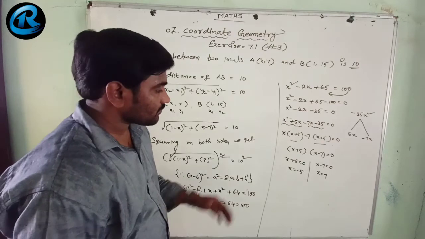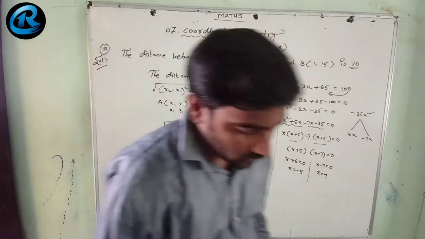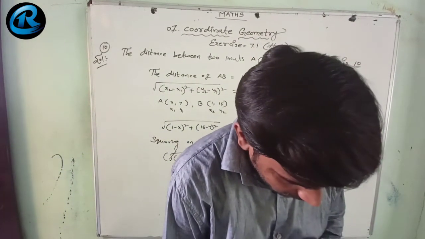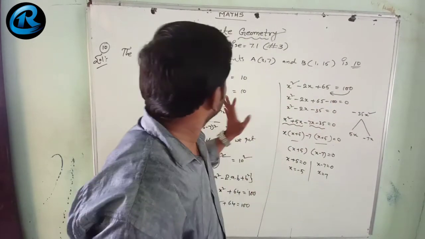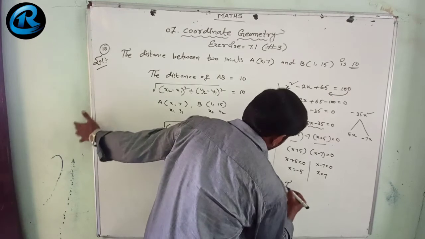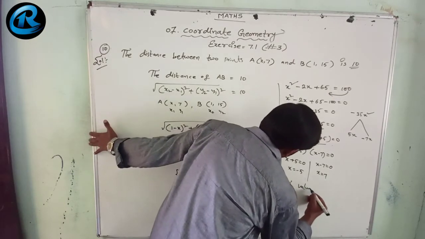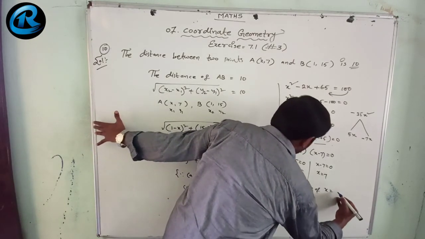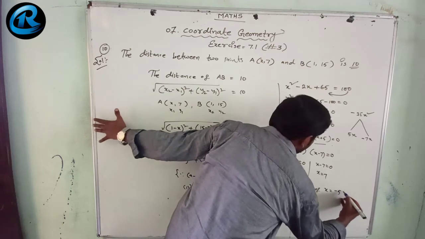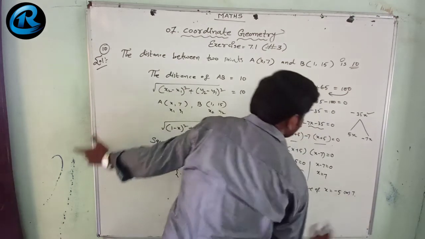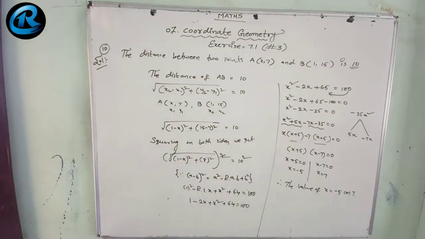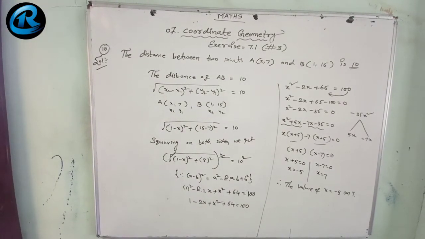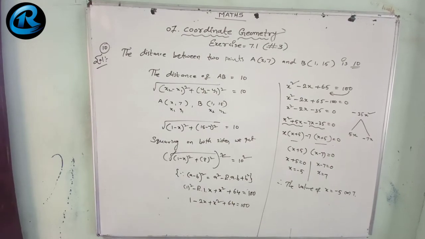Now here the value of x we got it, like 7 or minus 5. Therefore the value of x equal to minus 5 or 7. Please observe this carefully now. I hope you understood this. Now we go for the next question.